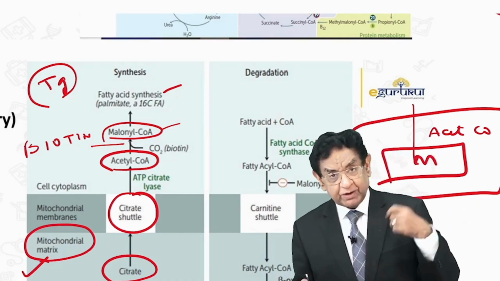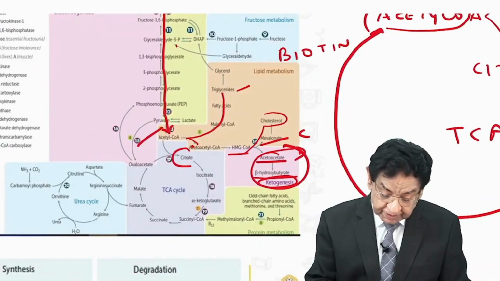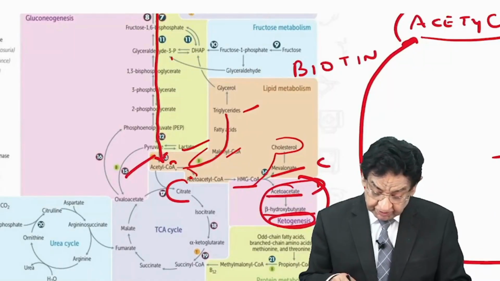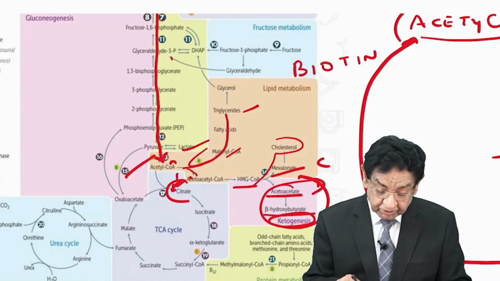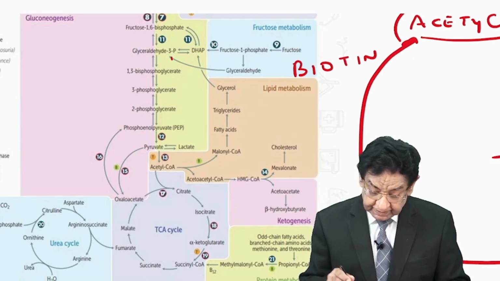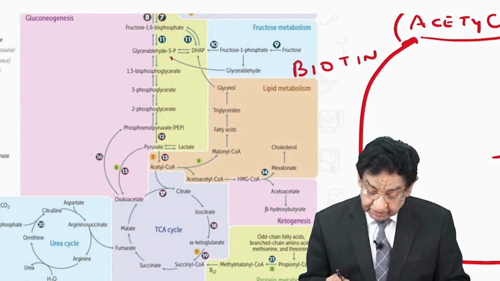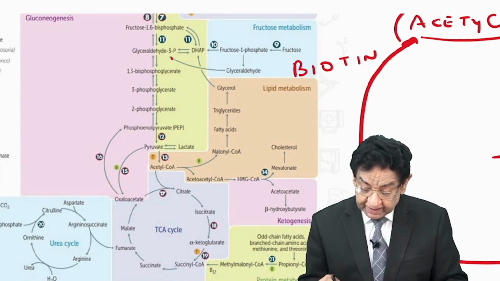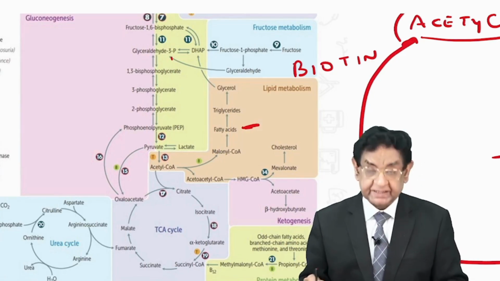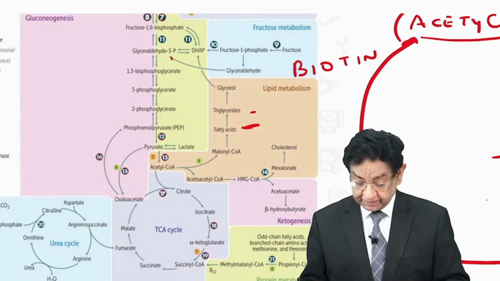So now if I correlate this slide with the previous one, same thing, look into this slide. We talked about acetyl coenzyme A, and acetyl coenzyme A goes to malonyl coenzyme A and fatty acid. This is how fatty acid was synthesized, which is going to make triglyceride in the next step.